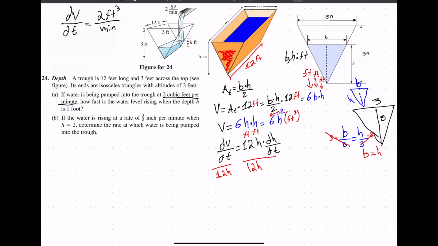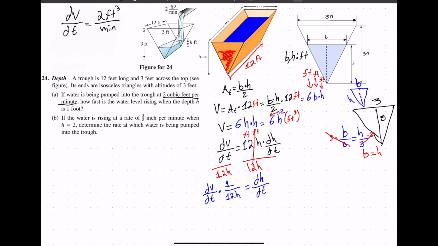Now we have eliminated 12h on this right hand side. So therefore we end up with dh, or the change in height over the change in time, equal to dV/dt times, keep in mind dividing is the same as multiplying by the reciprocal, so 1 over 12h.